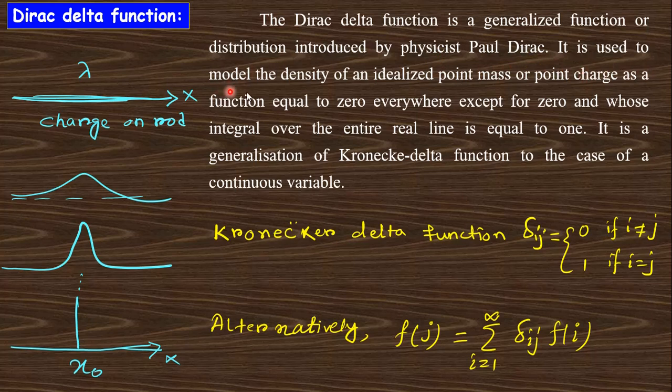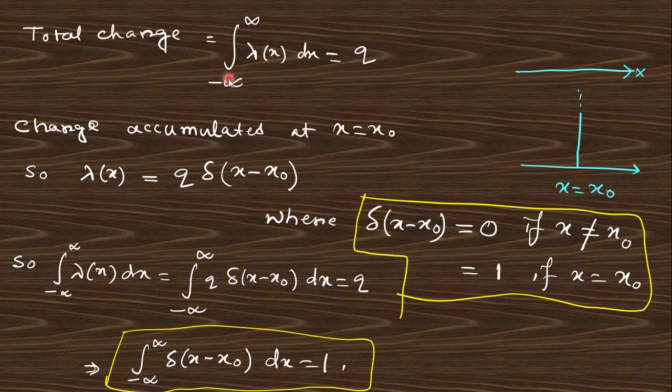So the Dirac delta function is a generalized function or distribution introduced by physicist Paul Dirac. It is used to model the density of an idealized point mass or point charge as a function equal to 0 everywhere except at 0, and whose integral over the entire real line is 1. That means the charge is present at a particular point, that is x equal to x0, and in the other region the charge is not present. For that case you can use this Dirac delta function, and you can see this definition here.